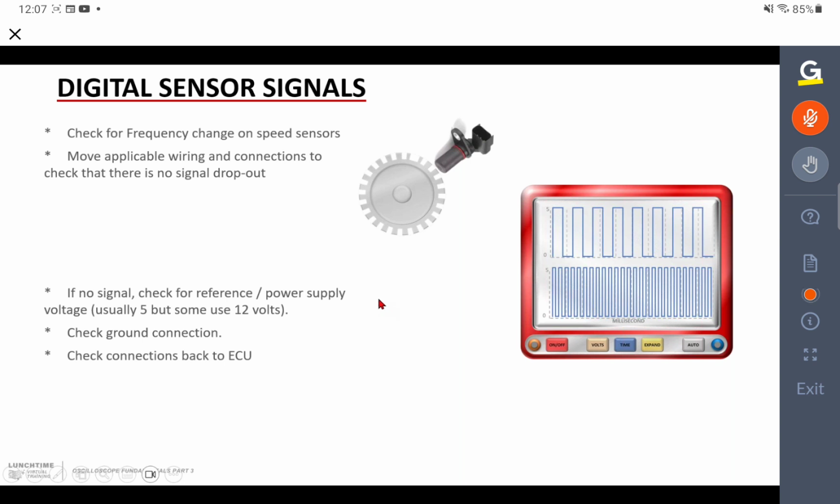So no signal, check for the reference or power supply voltage, usually 5, but sometimes 12. Check for the ground connection, and then check all the connections back to the ECU.